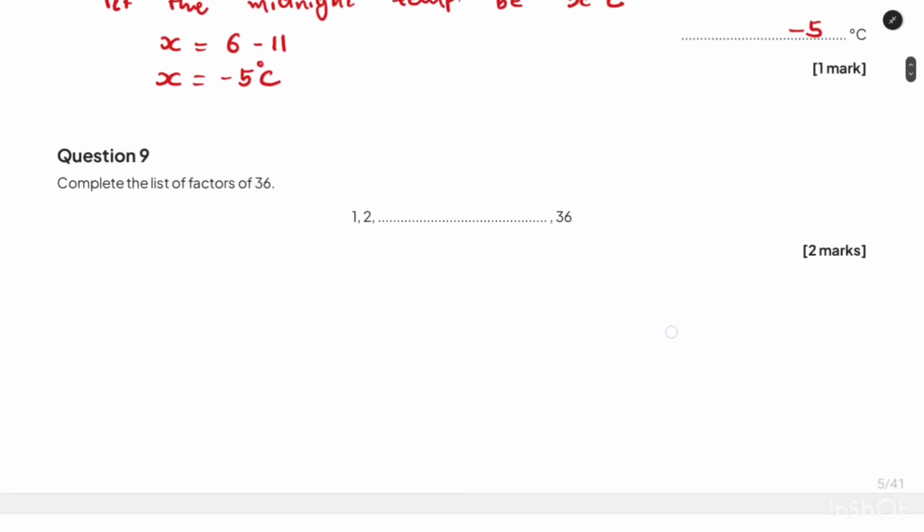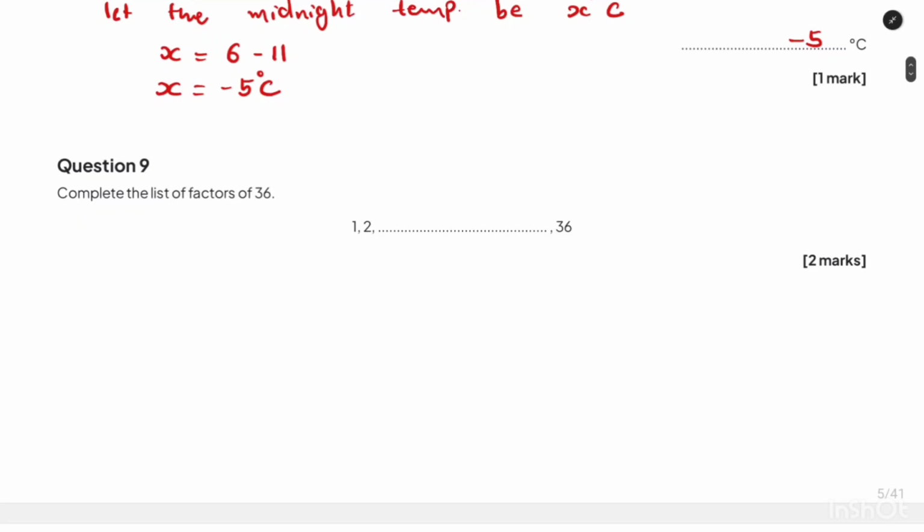Next question, complete the list of the factors of 36. If I write 36, the factors of 36 are 1 times 36 is 36, 2 times 18 is 36, 3 times 12 is 36, then 4 times 9 is 36, and 6 times 6 is 36. So let's write all the factors here.